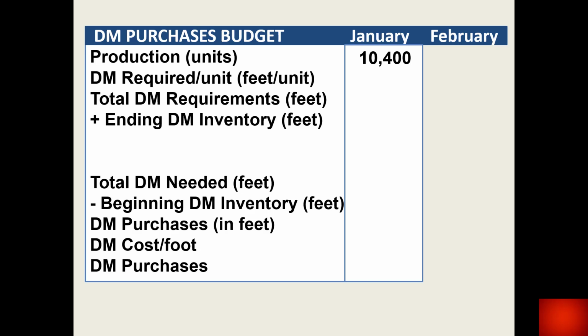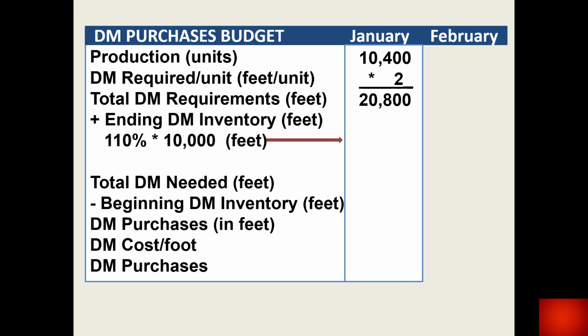Recall that we computed production to be 10,400 units for January. Each unit requires 2 feet of lumber. So we're going to use 20,800 feet of lumber in production. Now remember, we want to end with 10% more than we began with. And we began with 10,000 feet. So we want to end with 11,000 feet.